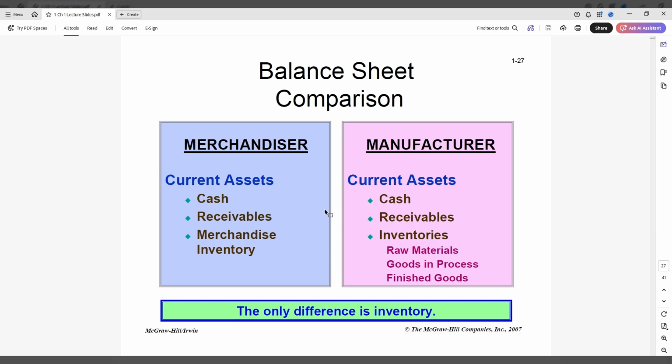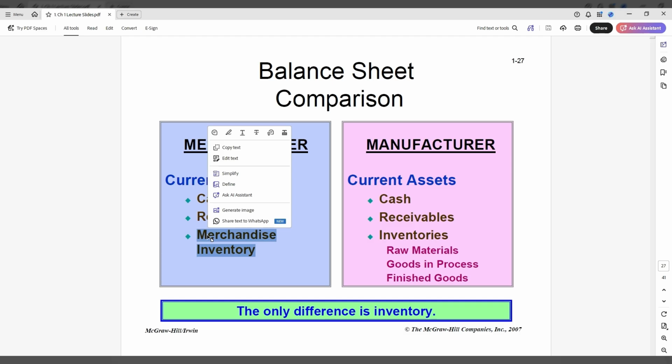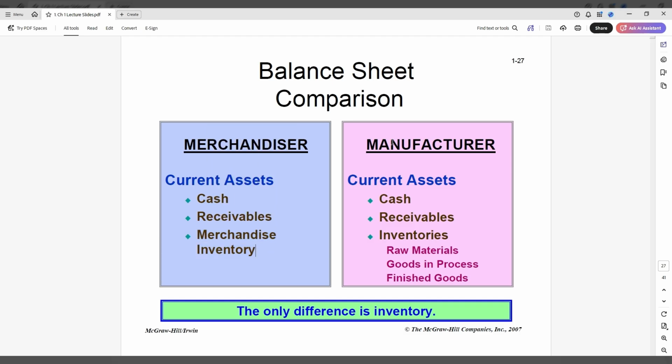So as we mentioned, inventory has these different categories. If we were to compare the merchandiser versus the manufacturer, on the merchandiser side, we just have that one finished goods, merchandise inventory type account. And then on the manufacturer side, we've got those three subcategories of inventory, basically. That's raw materials, work in process or goods in process, so this is WIP, and then finished goods.